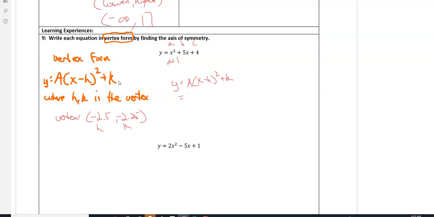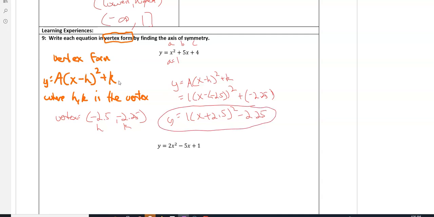So y equals 1 times x minus, and h is negative 2.5 squared, and then plus negative 2.25, right? And so that's going to be y equals 1 times x plus 2.5 squared minus 2.25, both those signs flipped. And so that would be my vertex form for number 9.